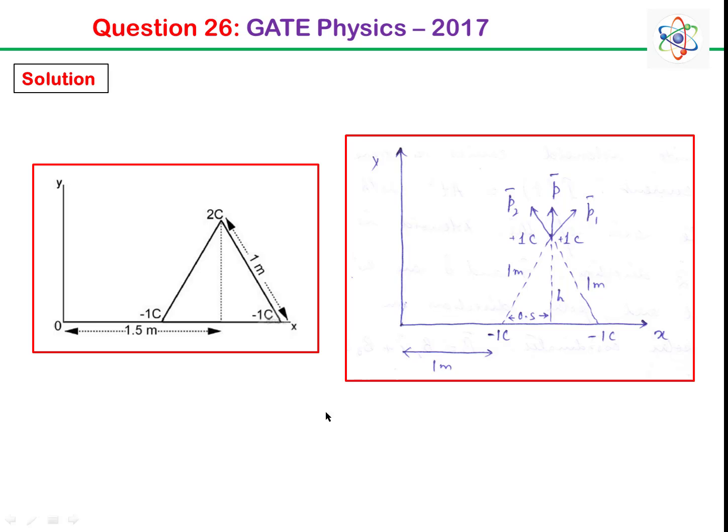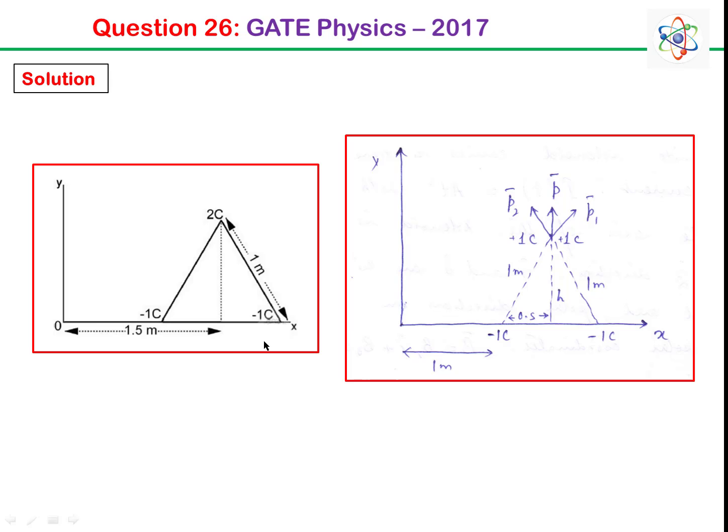So let us have a look at the solution to this question. Now this is the given figure. So we have 3 charges, 2 coulomb, minus 1 coulomb and minus 1 coulomb, which are at the vertices of this equilateral triangle, and the length of each of the sides of this triangle is 1 meter.